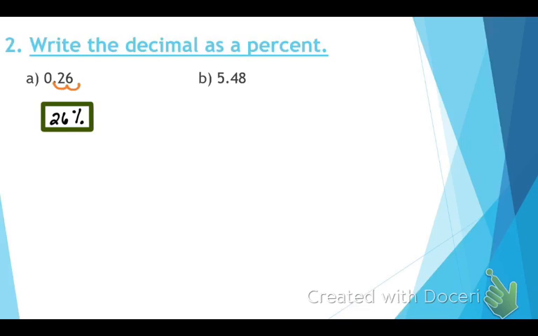I want you to bump it off for someone to do problem B. All right. Reese, what do we do? You move from the decimal two places and get 548%. You are correct. All right, how many of you feel pretty comfortable and confident with those two sections? Awesome.